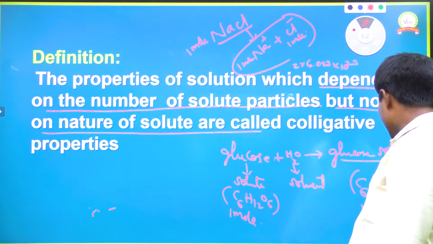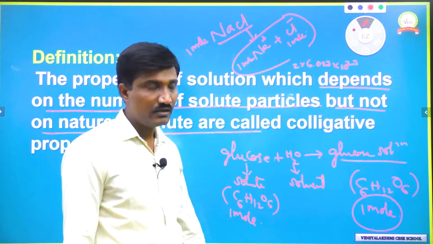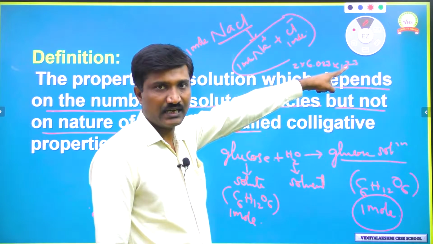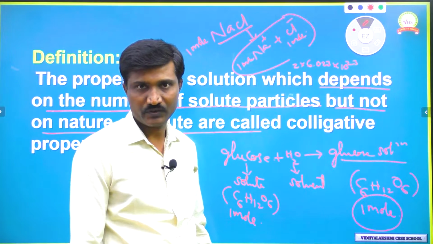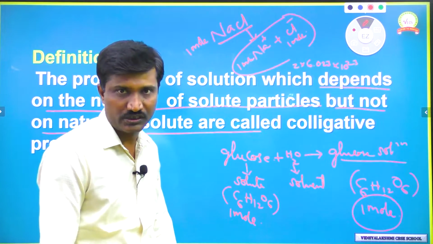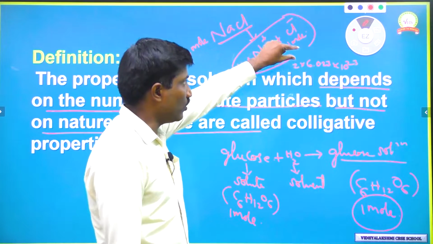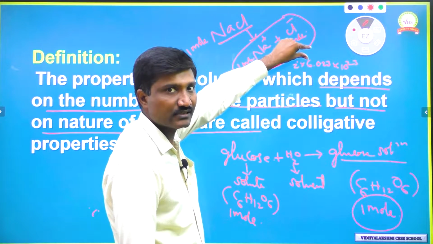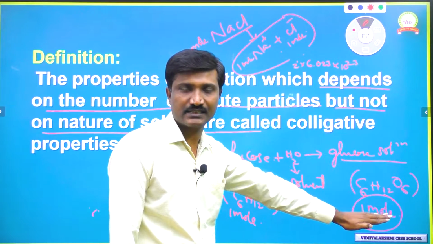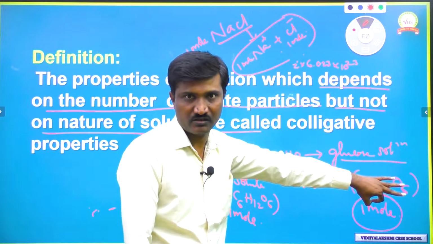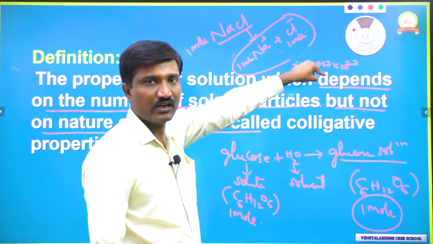So here one mole of glucose contains 6.023 × 10^23 glucose molecules, but in the NaCl solution 2 × 6.023 × 10^23 ions are present. Compared to the number of molecules here, the number of ions is double. If we measure a few properties of the solution, which we will discuss later, those properties have higher values for the NaCl solution, the salt solution, than for the glucose solution, because here the number of particles is less. Glucose is the solute here, but NaCl dissociates and gives more ions, meaning more solute particles.